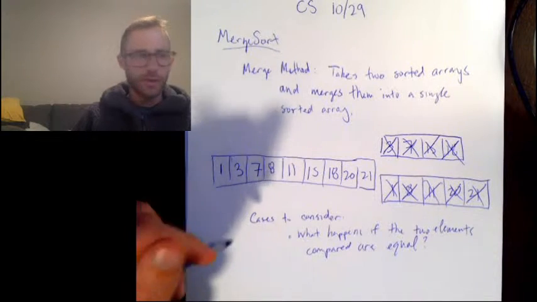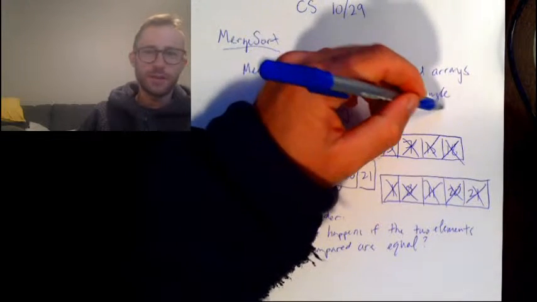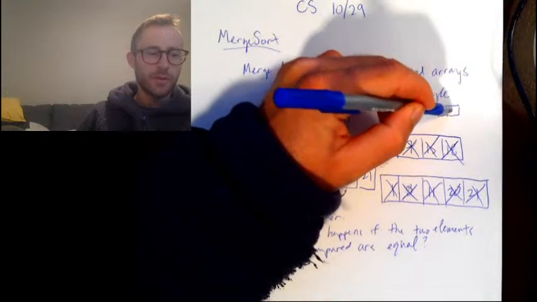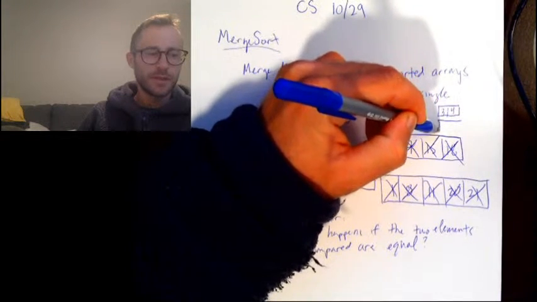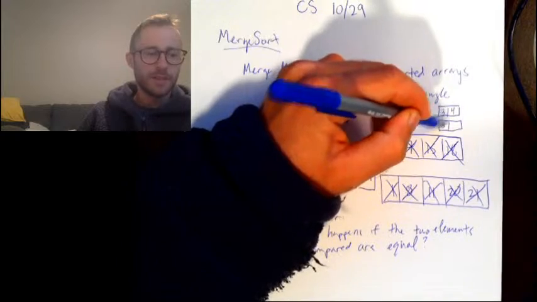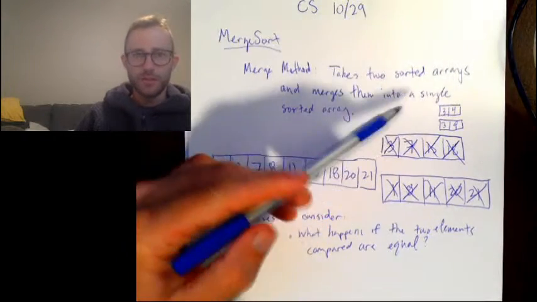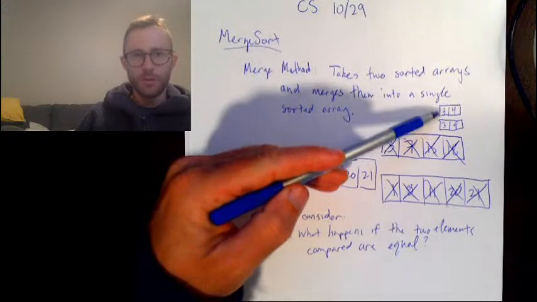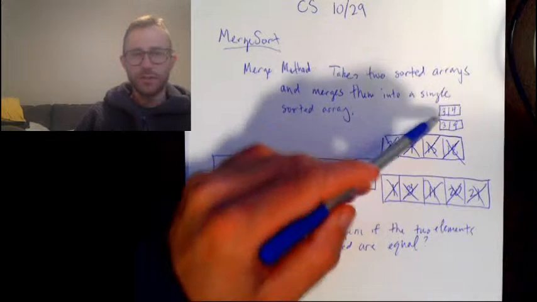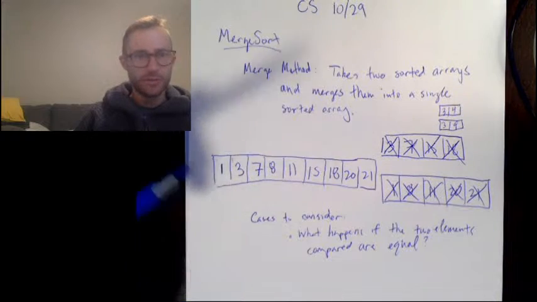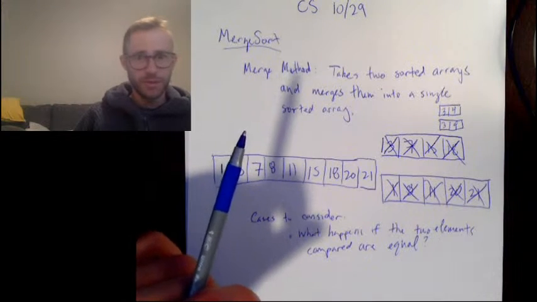Okay, so you got to think about that. For example, what if you had two arrays, 3, 4, and then 3, 9. When you're comparing these two, you have to make a decision about if these two are equal, which one am I going to cross out and put into the merged array?